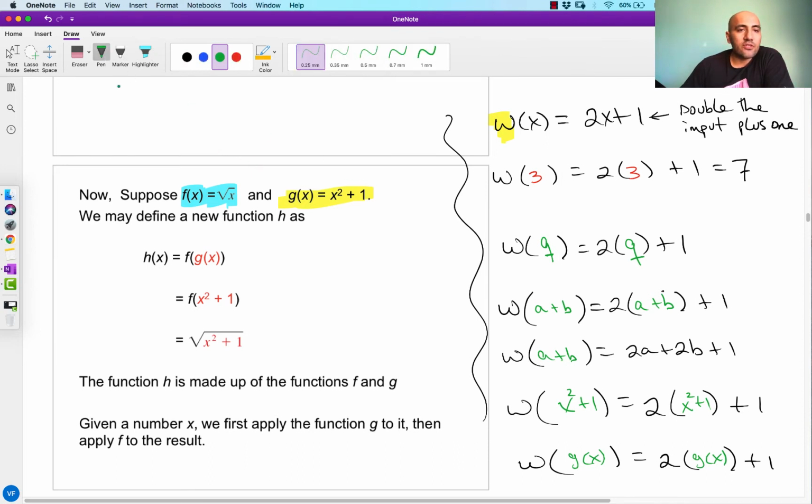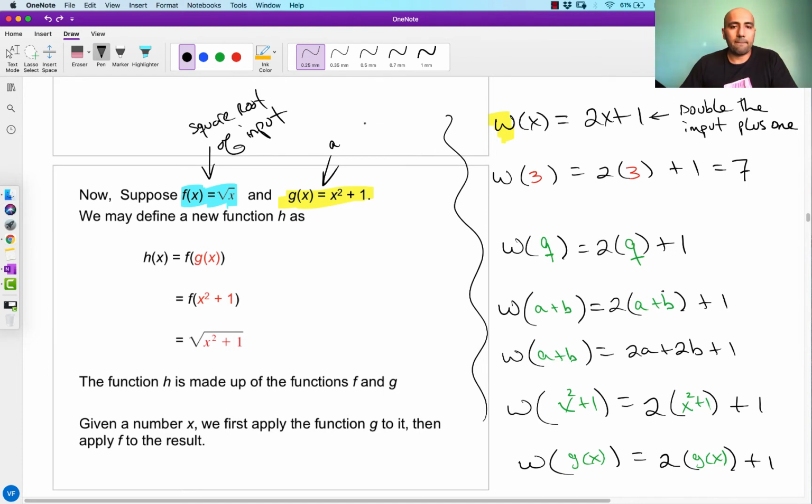So the way we're supposed to interpret these, this is saying the square root of the input, right? Give me an input, I'm going to take the square root of it, that's going to be your output. Whereas this one's saying that when you give me an input, I'm going to square the input and add 1.